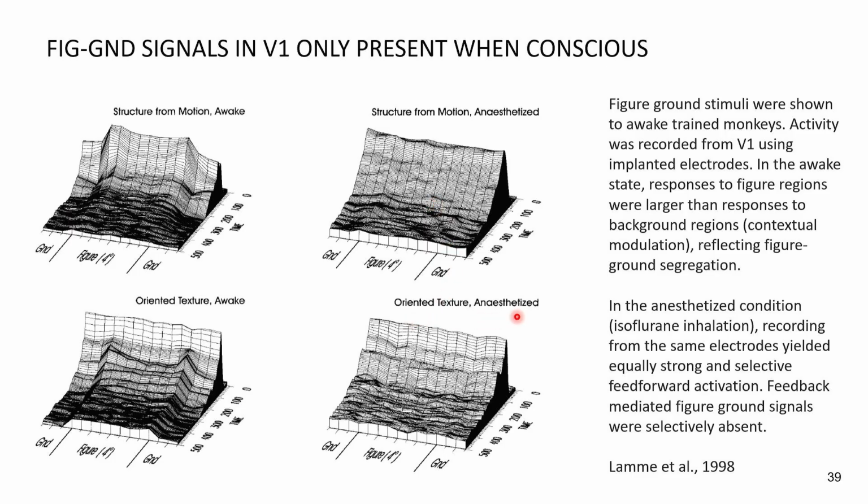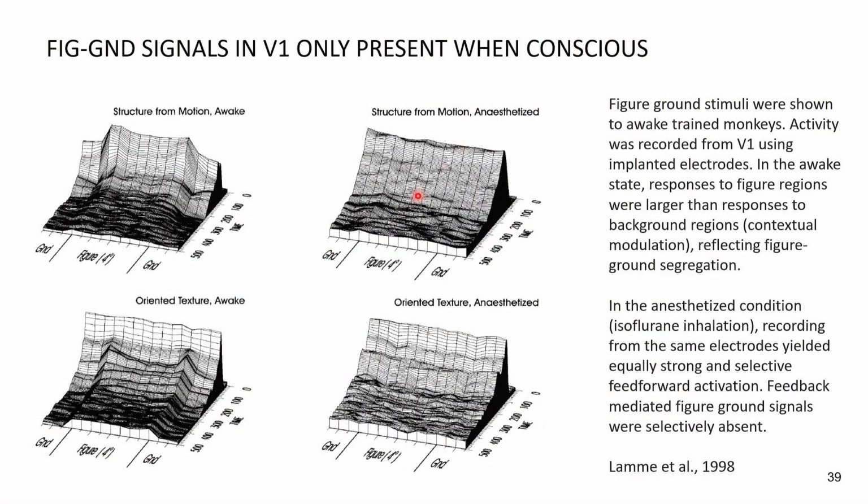both for the oriented texture, which is the stimulus I just showed, but we also used the structure for motion stimuli. Basically, you have a set of random dots, and then one tiny piece of those random dots moves in a different direction. So then you very vividly get again this figure-ground percept from it. These two stimuli indeed give you these contextual modulations in the awake condition, but they're completely gone when the animal is anesthetized. Well, the neurons still respond to these moving dots or these oriented line segments.